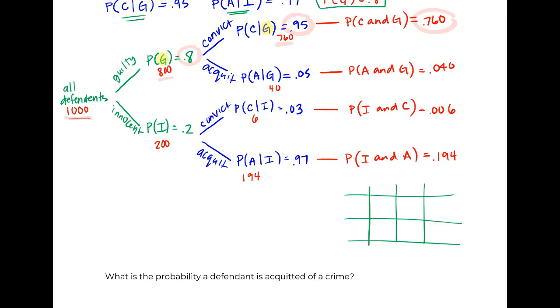And so our table, we have guilty or innocent as our 2 options there, and convicted or acquitted as our 2 options on the other side, because we want everything to overlap so we can get all of our ands on the table. So C and G 0.760, A and G 0.040. If we add those back up, we get our 80% that are guilty, innocent that get convicted, innocent that get acquitted.